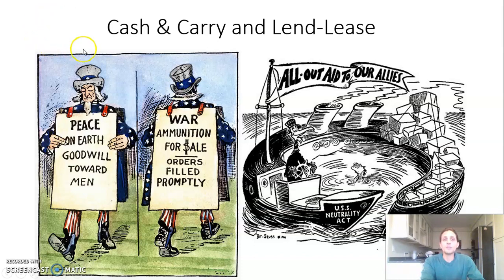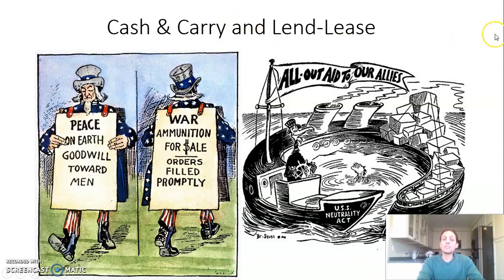And this stems from World War I, where we loaned a lot of money to European powers and didn't necessarily get it back. So we're trying to make sure that we get our money before we sell these products. And that also stems from the fact that we're still in the Depression during World War II. It takes World War II production levels to get America out of the Depression.